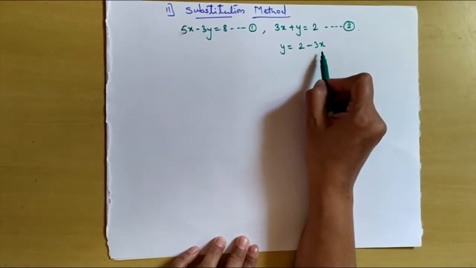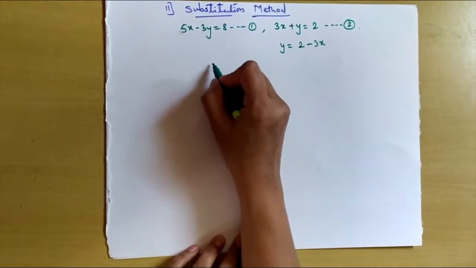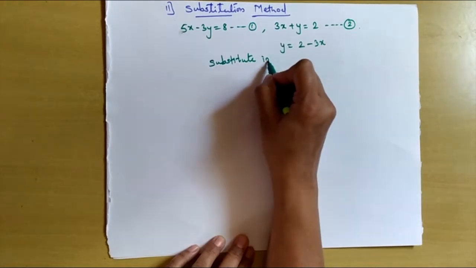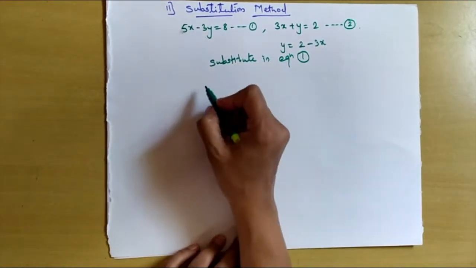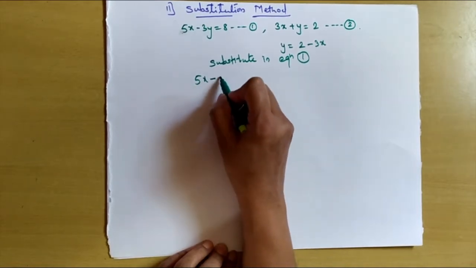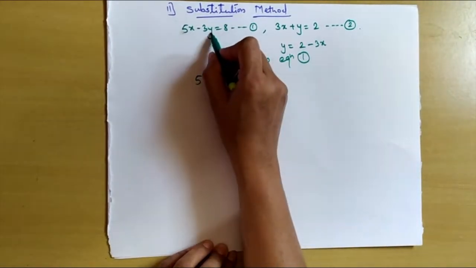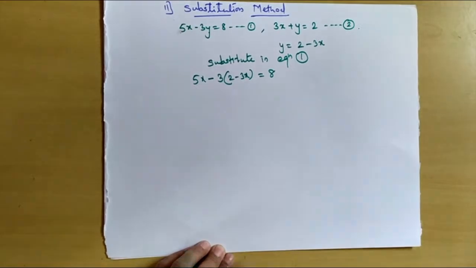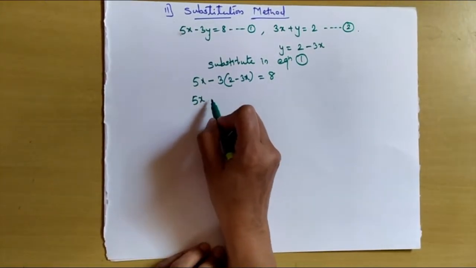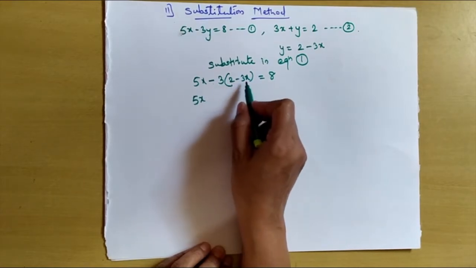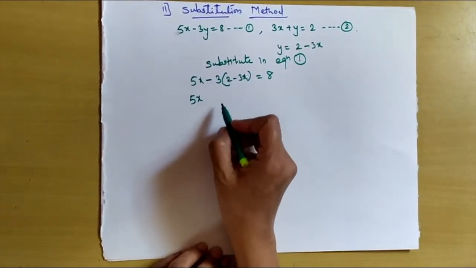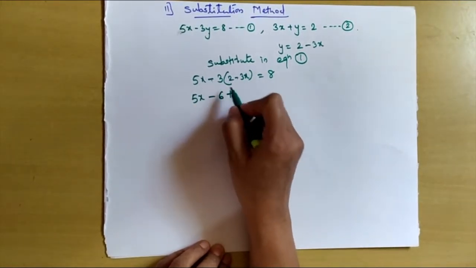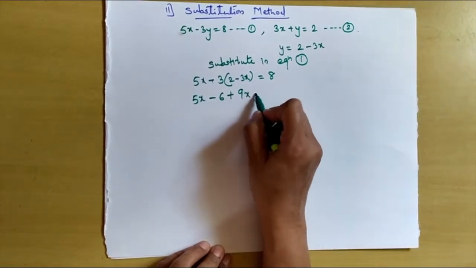This value of y you will substitute in equation first. 5x minus 3 into bracket, instead of y, we'll put 2 minus 3x, is equal to 8. Now, write 5x as it is, with minus 3, multiply inside the bracket. That is, you have to open the bracket. Minus 3 into 2 will be minus 6. Then minus into minus will be plus. 3 into 3x will be 9x is equal to 8.